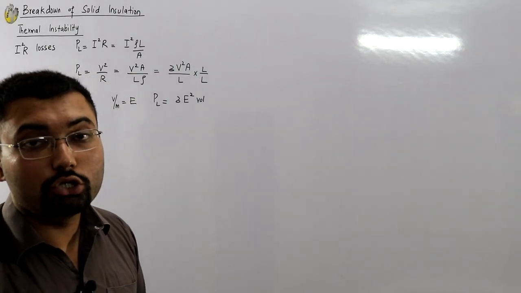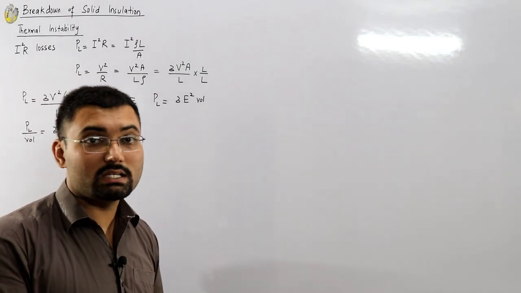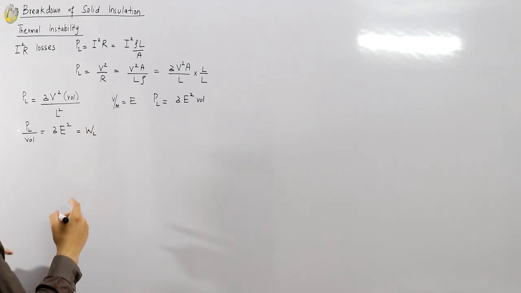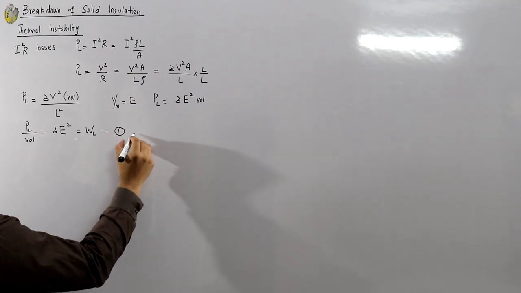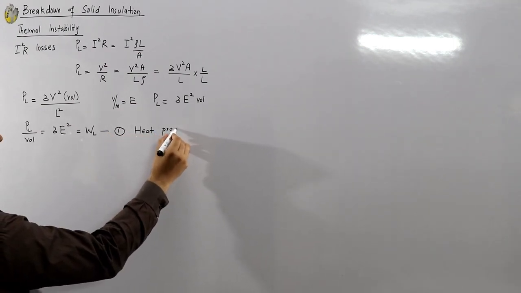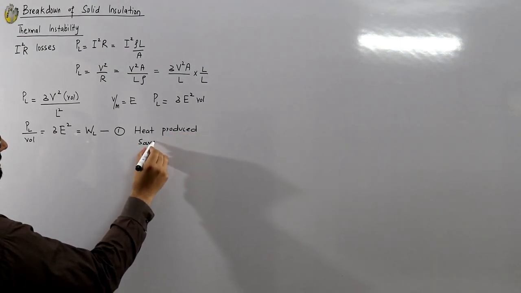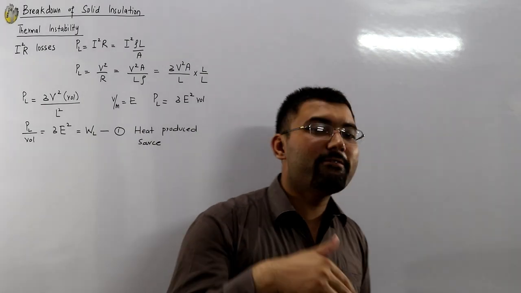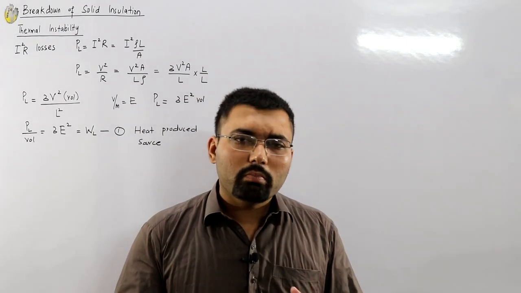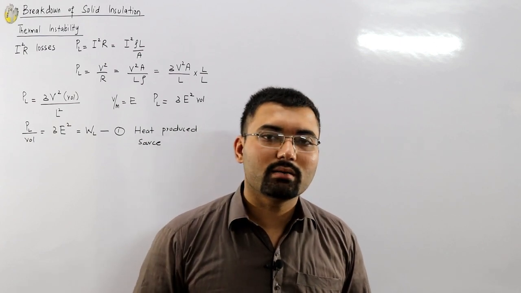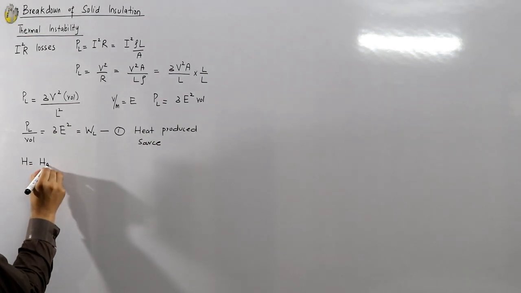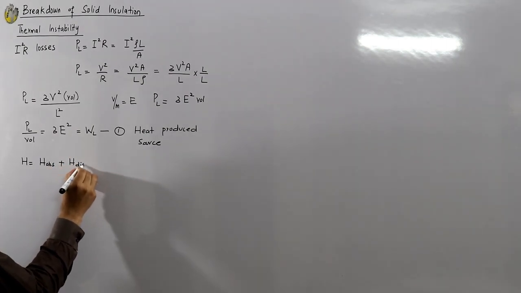The power loss per unit volume is the heat produced. This is my source. Let's say I write it as W_L, the total heat produced. This is my equation number one, which is giving me the heat produced, or the source. Now, of course, this is an insulation, so it will not effectively dissipate the heat into the environment, but it will dissipate some of it into the environment. So the total heat produced will now be divided into two components. What are those two components? Some of the heat would be absorbed plus some of the heat would be dissipated.